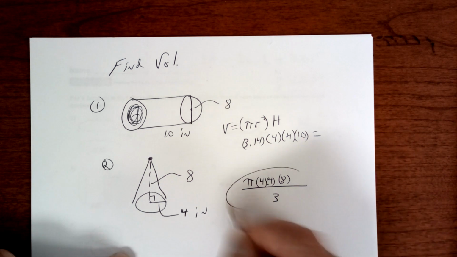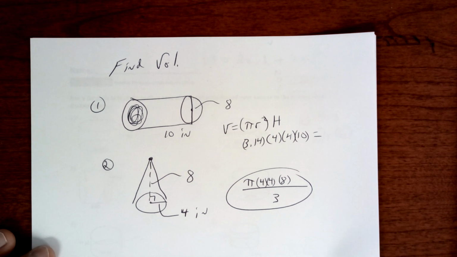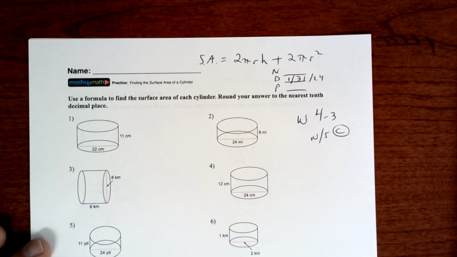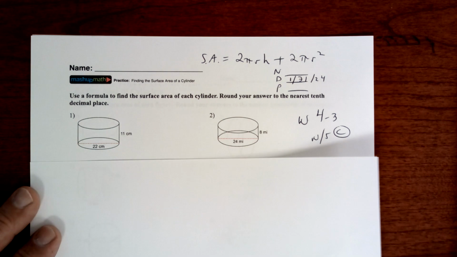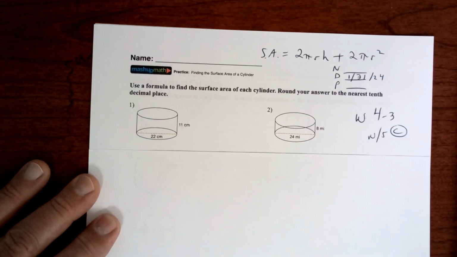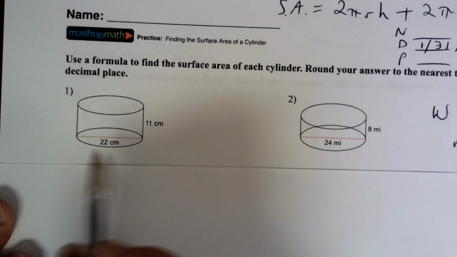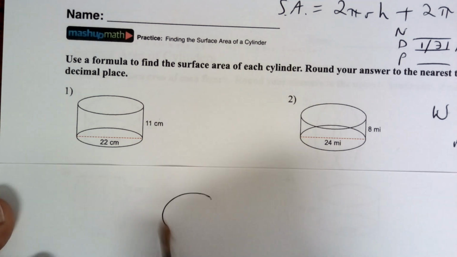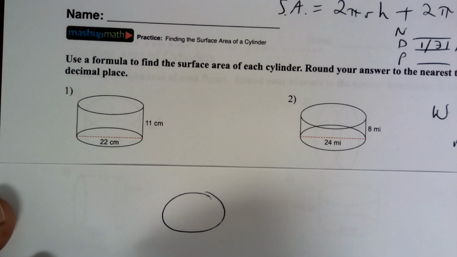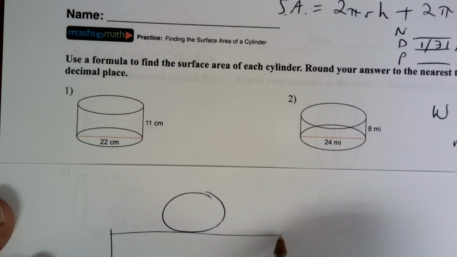Okay? Today we're doing surface area of a cylinder. Now let's talk about that. Okay, so draw number 1, and let's take a look. Okay, so surface area here is going to be 2 circles and then a rectangle. And we're going to use a formula for this.